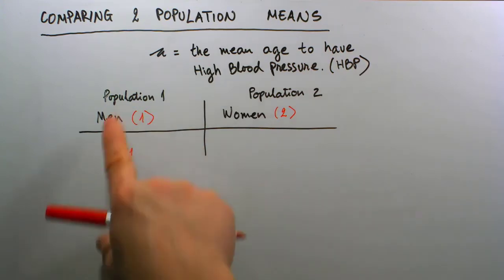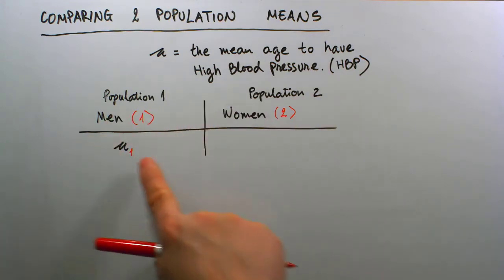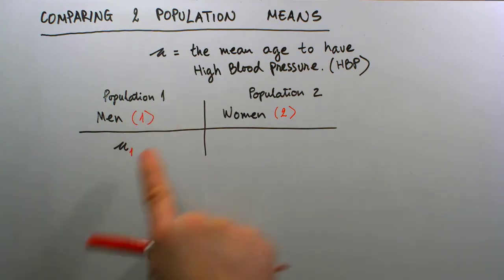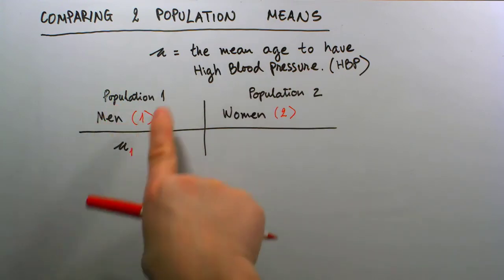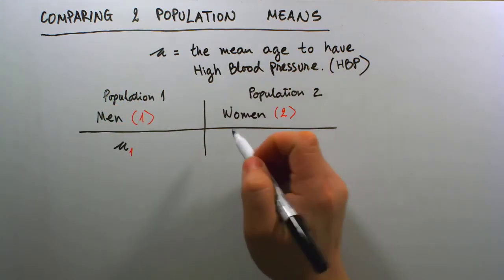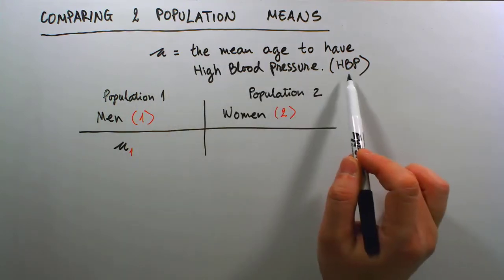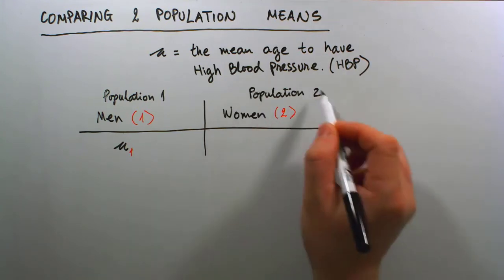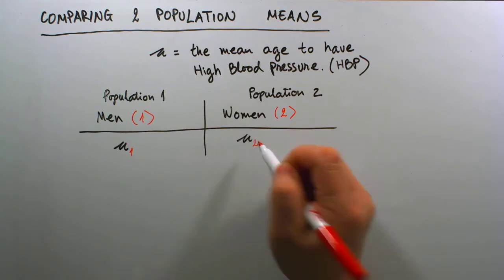But now in this particular convention, in this particular decision that I have made, I call my man population population 1. So the mean age to have high blood pressure within the man population is called mu 1. Similarly, that same mean value, mean age to have HBP in the woman population, now regarded as population 2, we call mu 2.